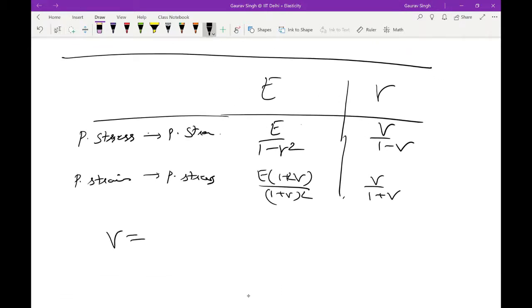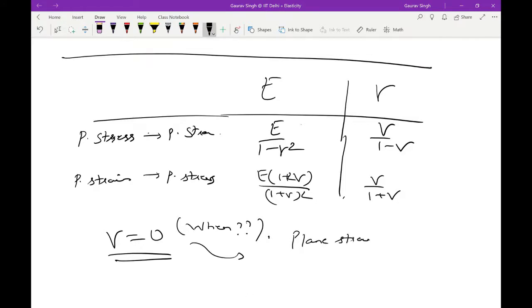Obviously if ν is equal to 0, when does this happen? That's also something you should know. The plane strain and plane stress approximations are having the same expressions.